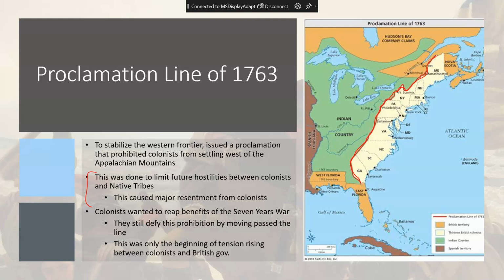But it caused a lot of problems between the British and the colonists because they wanted to gain the benefits, right? They felt, look at all this land.